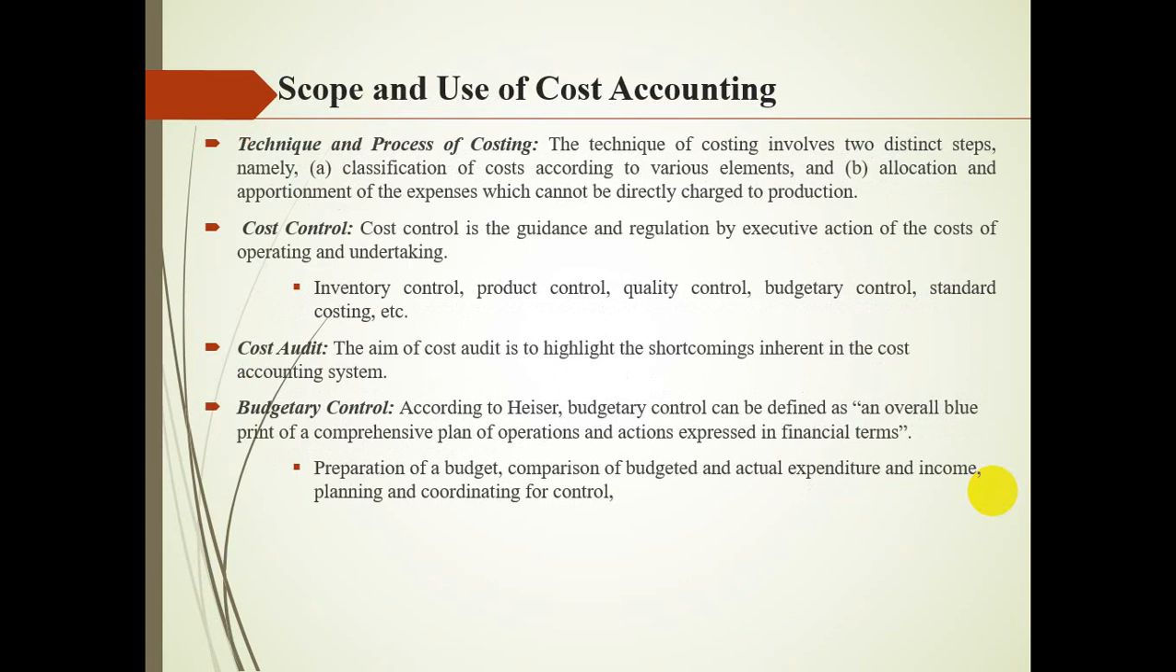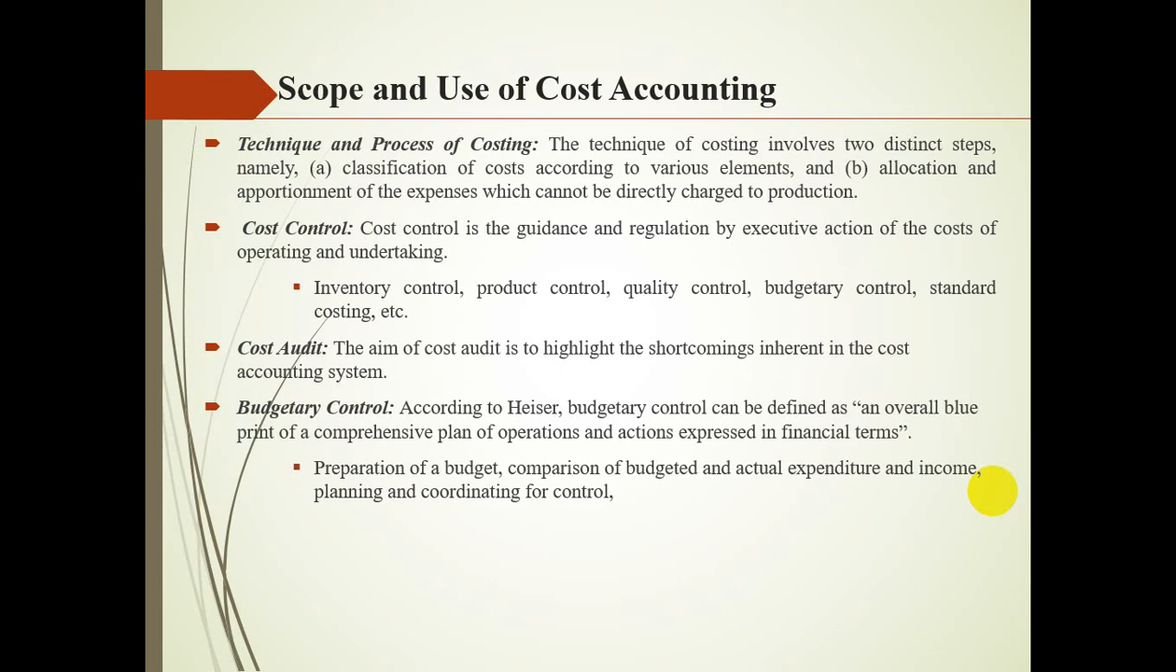Techniques and process of costing have two main steps: one is classification and the second is allocation of cost. So what is classification and what is allocation? We have a cost sheet. In the cost sheet we have different stages. First we have factory overhead, working overhead, administrative overhead, other direct costs, and then selling and distribution overhead, and at the end we have the selling.